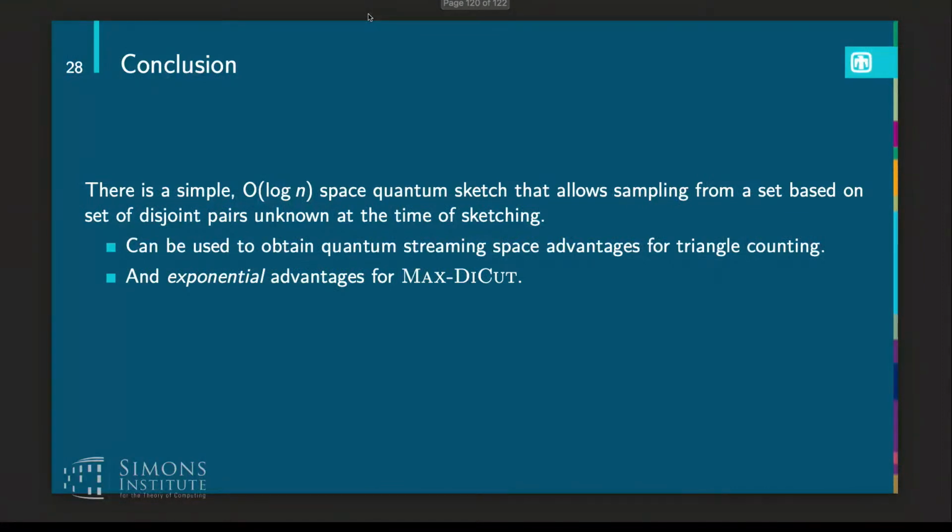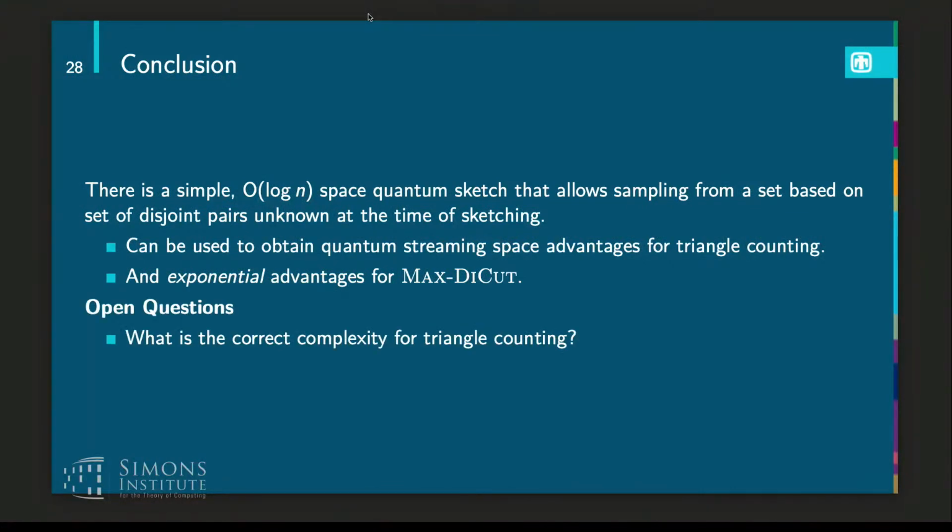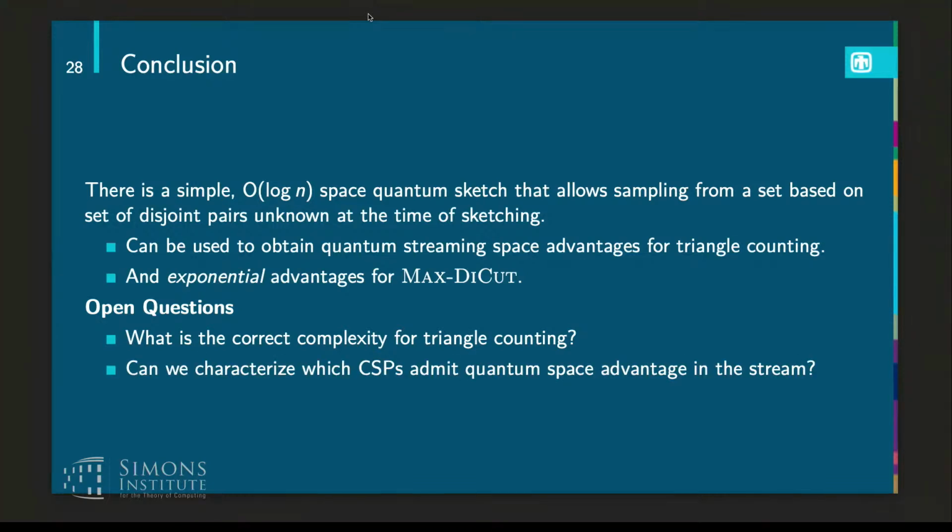And now just a couple of open questions. One, what is the correct complexity for triangle counting? Because the lower bounds that we know still leave open the possibility that you could get an exponential quantum advantage for this problem. And second of all, is there a way of characterizing which constraint satisfaction problems admit quantum space advantage? Because we've seen that directed cut does and regular max cut doesn't. Maybe there's some property that you can describe that tells you when these advantages are possible.